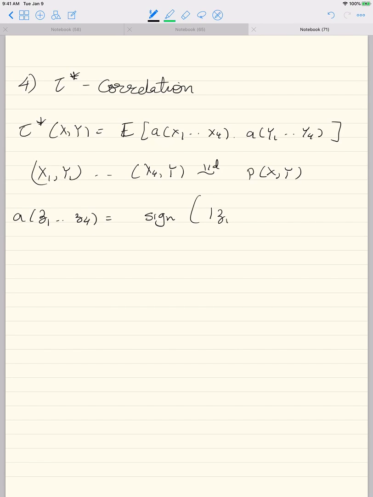a of z1 to z4 is now the sign of z1 minus z2 plus sign of z3 minus z4 minus the absolute value of z1 minus z2 plus the absolute value of z3 minus z4 minus the absolute value of z1 minus z3 minus the absolute value of z2 minus z4. So this is the same as the distance correlation definition, but we put a sign in front of this.